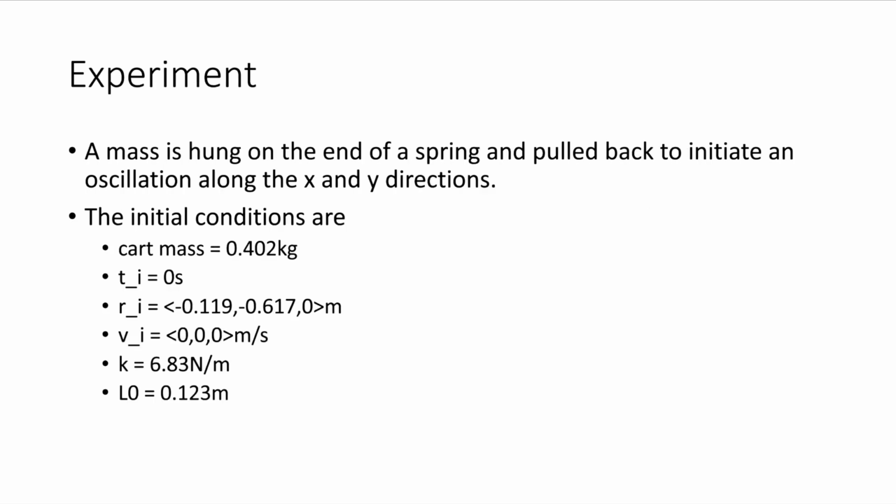In this experiment, a mass is hung at the end of a spring and pulled back to initiate an oscillation along the x and y directions. The initial conditions are the cart mass is 0.402 kilograms, the initial time is 0 seconds, the initial position is <-0.119, -0.617, 0> meters, the initial velocity is 0 across the board, the spring constant is 6.83 newtons per meter, and the relaxed length of the spring is 0.123 meters.